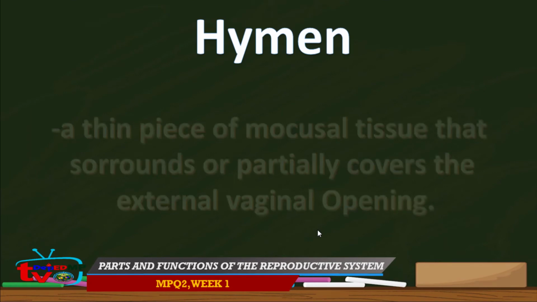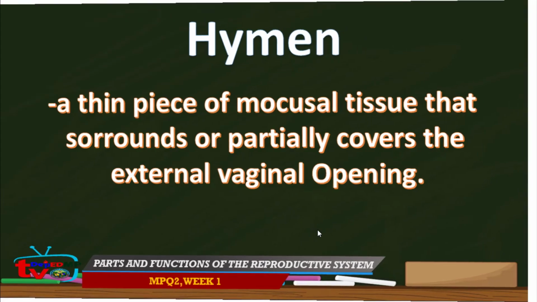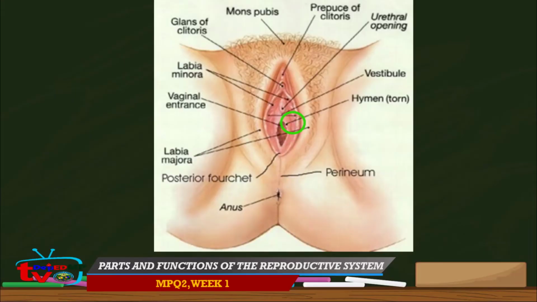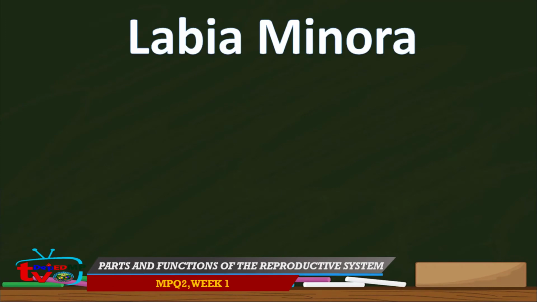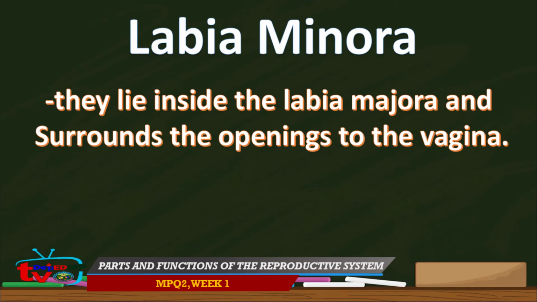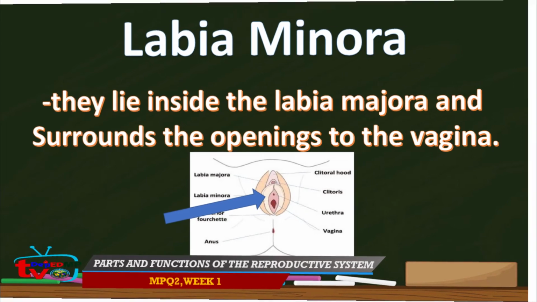Next part is the hymen. It is a thin piece of mucosal tissue that surrounds and partially covers the external vaginal opening. And that is the hymen. Next part is the labia minora. They lie inside the labia majora and surround the openings to the vagina. In this picture, this is the labia minora.